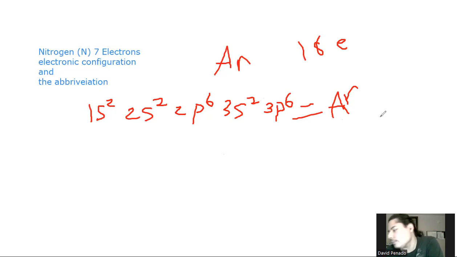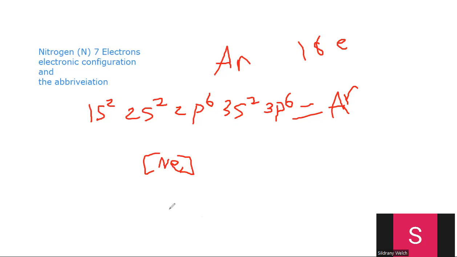What about the abbreviation? Wouldn't that also be the abbreviation? There's an abbreviation in this one. So would it be neon? Right. How would you write it? Put brackets, Ne. And then 2s2, 2p6, then the rest of it? 3s2, 3p6.